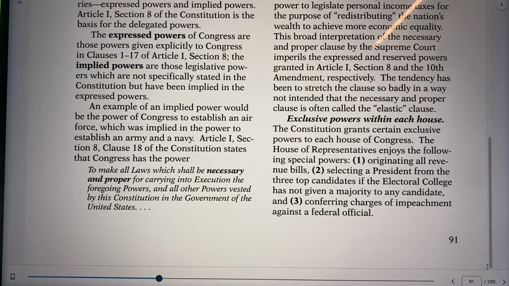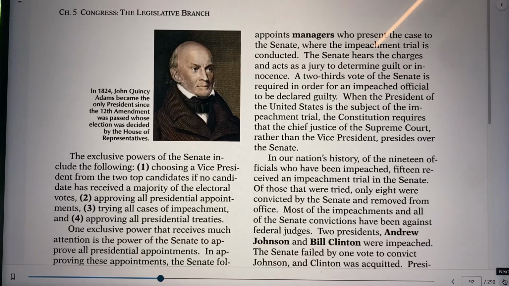Now let's see what the Senate can do. A little bit different. You have over here the Senate, and the exclusive powers of the Senate. When I say exclusive powers, they're not executive, exclusive powers. When I say executive, you think of the vice president. Sorry, I didn't mean to use that word.